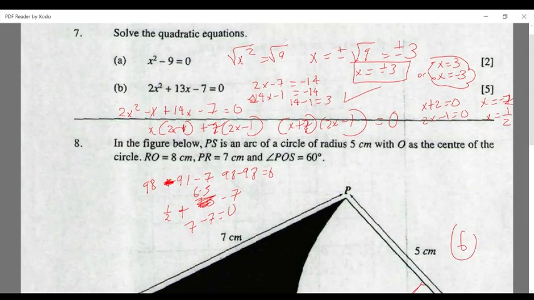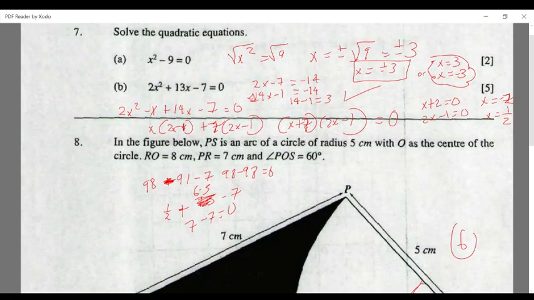Next, solve 2x squared plus 13x minus 7 is equal to 0. Recognize that you can do the factorization by multiplying a by c. So a is 2, c is negative 7, 2 times negative 7 is negative 14. Can you get 13 by adding two other factors of this? The answer is yes, you can, because 14 minus 1 is 13.